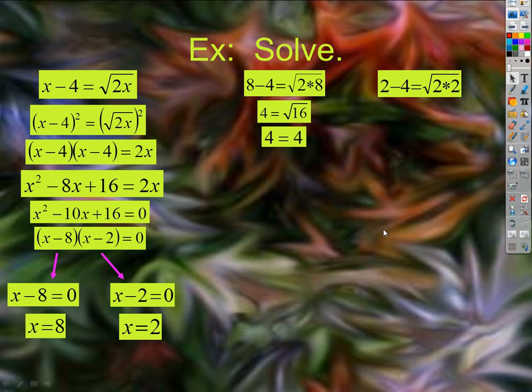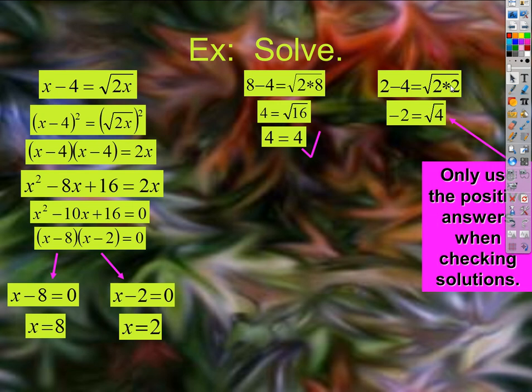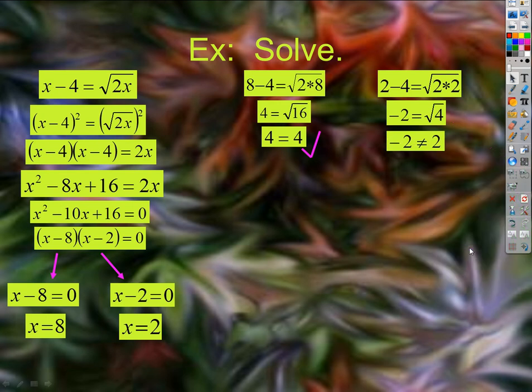How about this one over here? 2 minus 4 is negative 2. The square root of 4 is positive 2. That doesn't work. So we have to discard that one. That one's a no-go. That was extraneous. Only one of them worked.